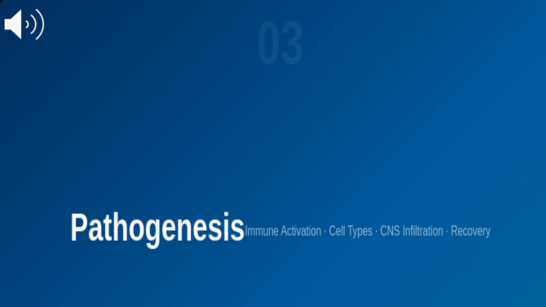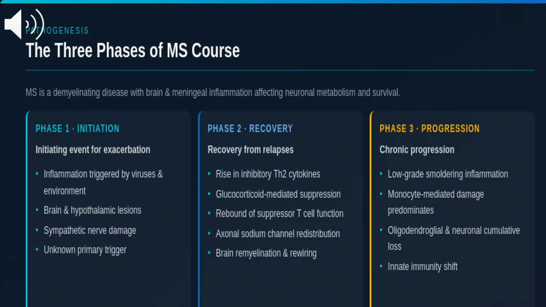This section builds directly on everything we've discussed about etiology. Understanding pathogenesis at this level is what separates a practitioner who can reason about MS therapeutics from one who merely memorizes drug names. The clinical course of MS can be conceptually divided into 3 distinct biological phases, and understanding these phases helps explain why different therapeutic approaches are effective at different stages.